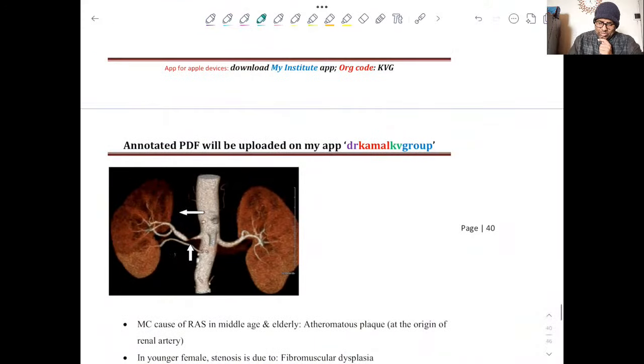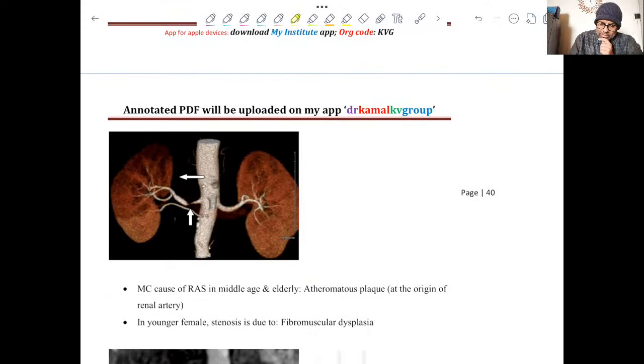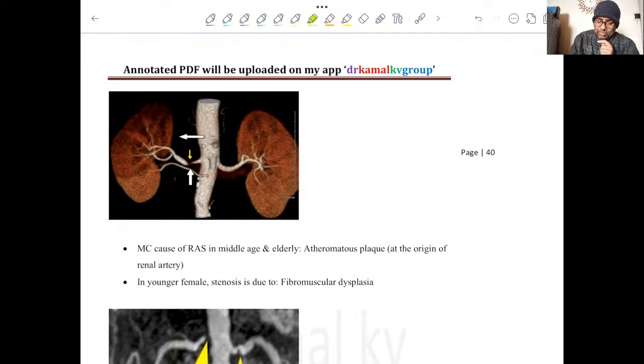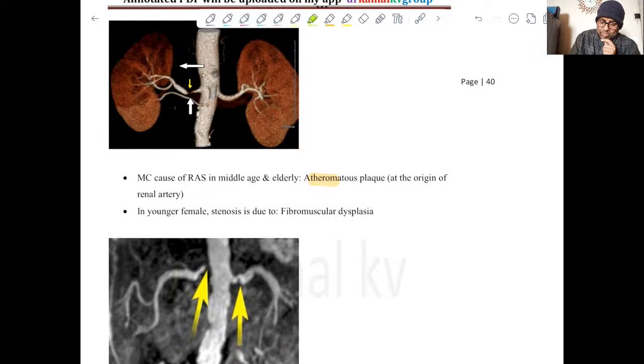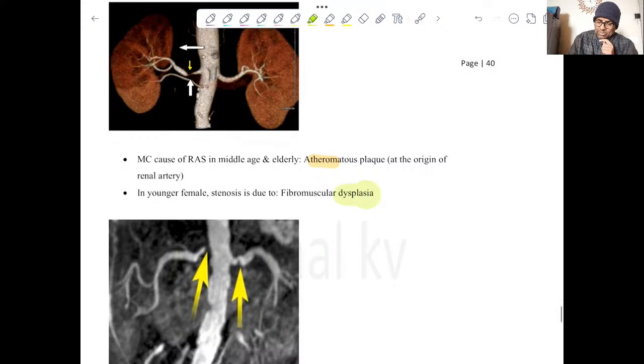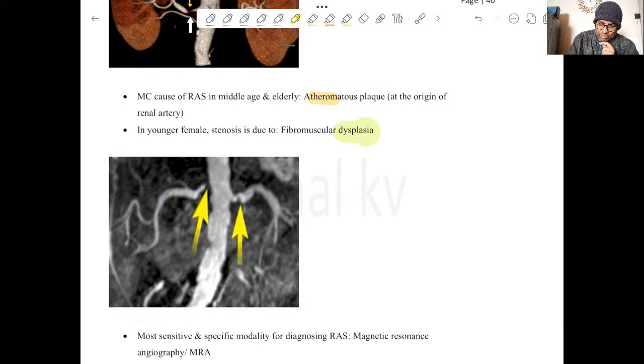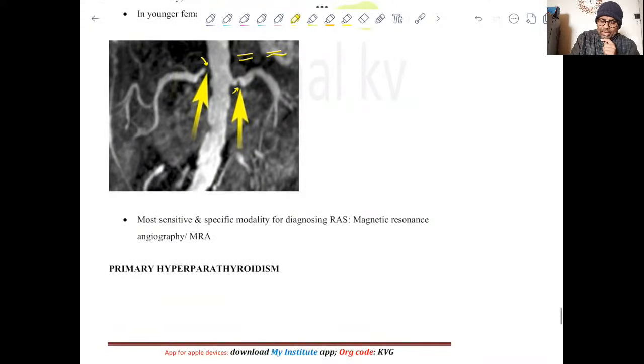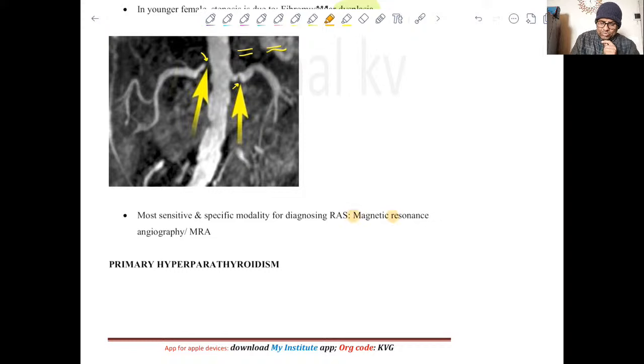Then renal artery stenosis, you can classically see there is a narrowing of the renal artery. It may be because of atheromatous plaque in the middle aged, but in females it is usually because of fibromuscular dysplasia. And what we can see, this is renal artery stenosis. Okay, so suppose if this is the normal lumen, the artery is somewhat like this, and we can do a magnetic resonance angiography.